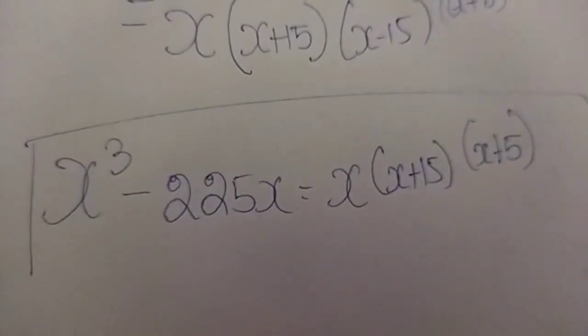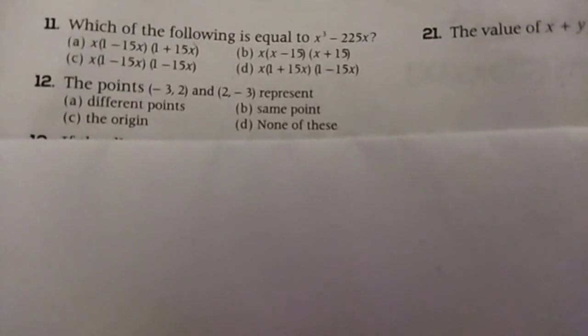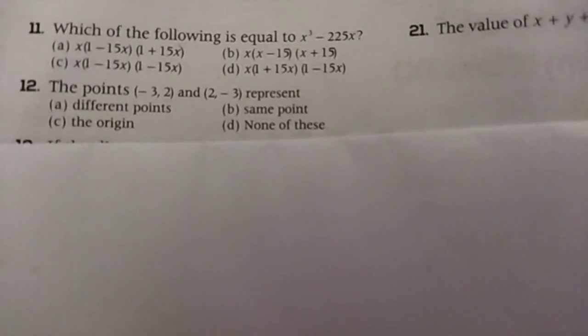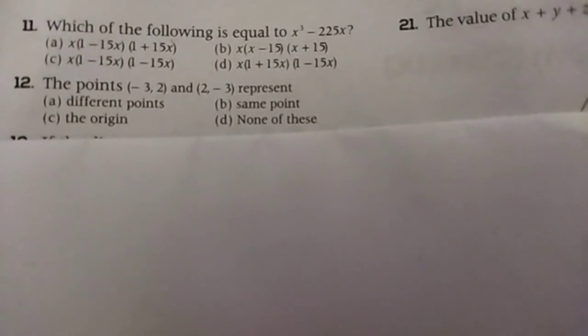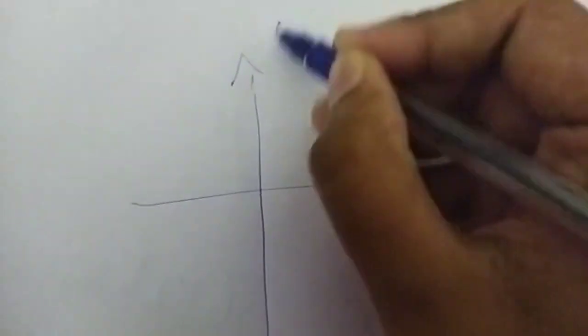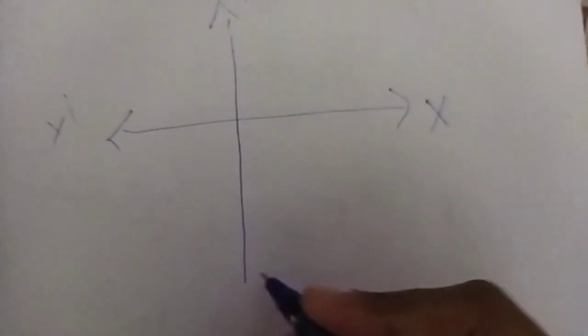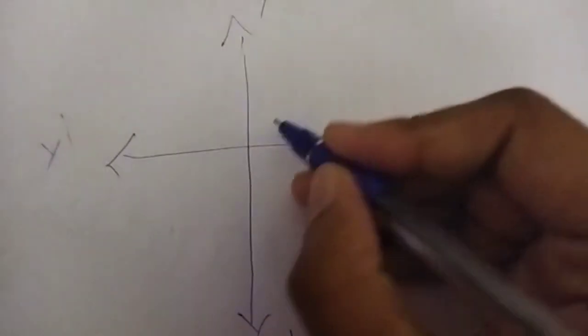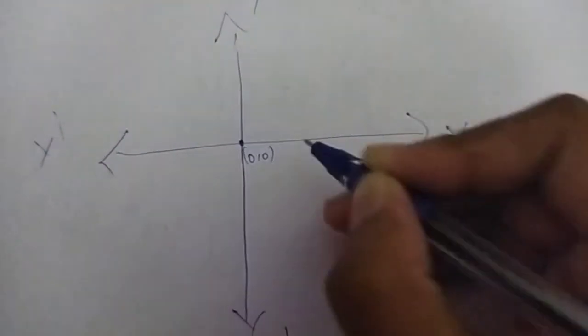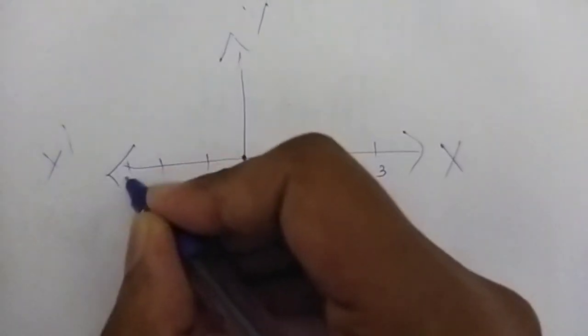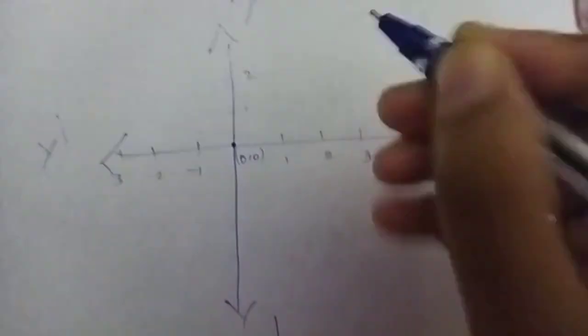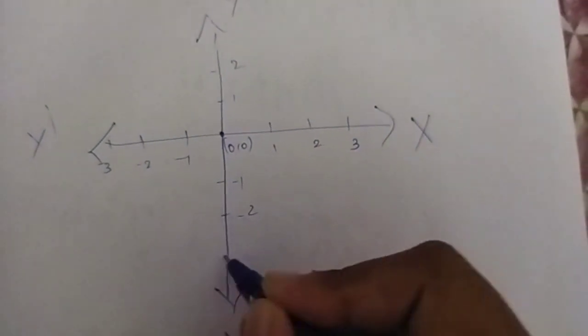Okay, look at the 12th sum. The points minus 3, 2 and 2, minus 3 represent different points, same point, the origin, none of these. So we can mark in graph itself. So if we use graph, this is x-axis, this is y-axis, this is x dash and this one is y dash. So this is origin, 0, 0 is origin, 1, 2, 3. Minus 1, minus 2, minus 3. Again 1, 2. Minus 1, minus 2, minus 3.